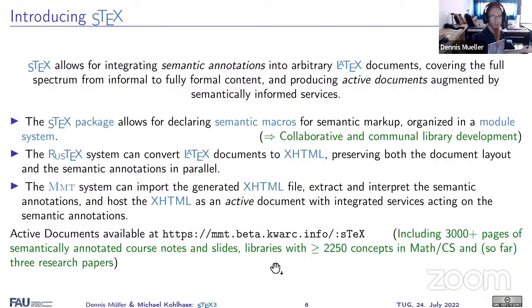We've built libraries with various mathematical concepts, by now more than 2,250. Also lots of computer science stuff. And now that sTeX3 actually allows us to do that, we've started to also write honest to goodness research papers in sTeX, which we then can actually submit to arXiv and Springer and EasyChair and all of these things. With some caveats, if you know how Springer actually works with respect to LaTeX, but yeah.